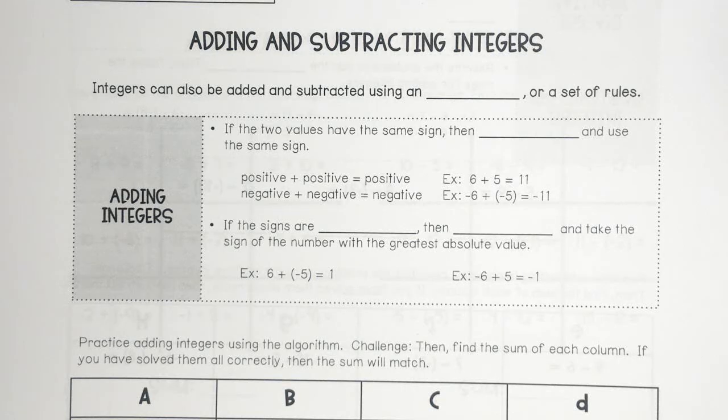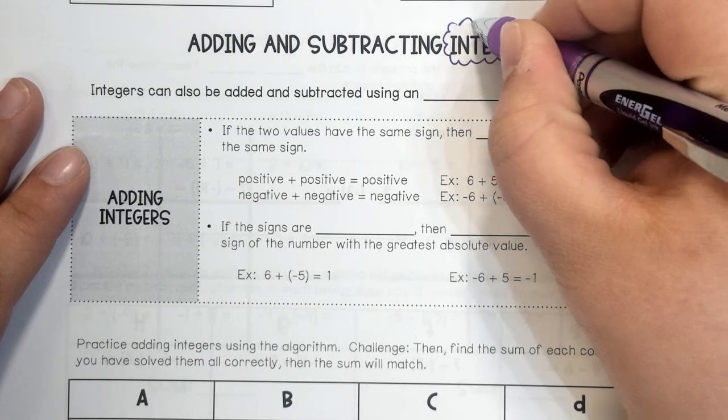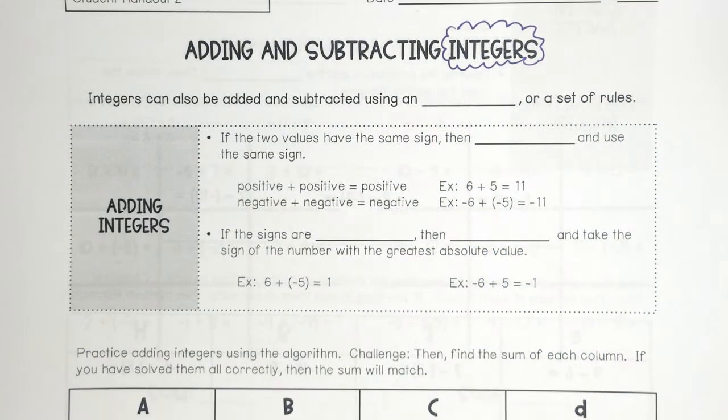Okay, in this video we are going to talk about adding and subtracting integers. Just a recap from yesterday, let's remind ourselves that integers are a special type of number. Remember, we have rational numbers, integers, whole numbers, and natural numbers.